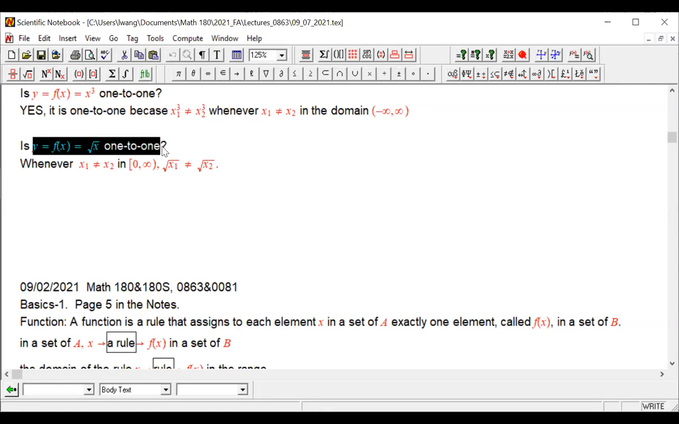Then you can say that it is a one-to-one function. You see how once you get the hang of it, it's not hard, isn't it? But it takes time to get the hang of it.